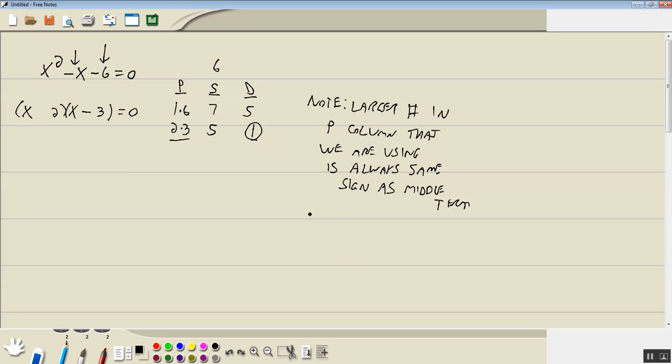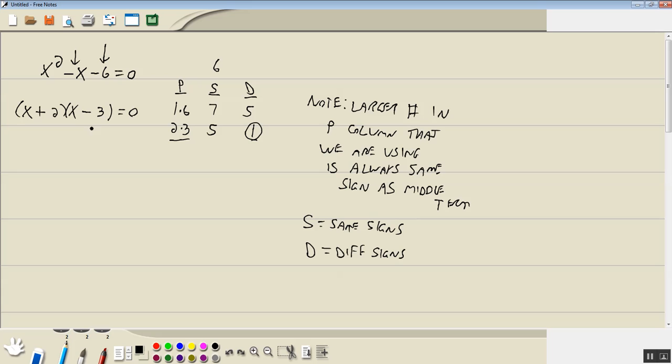Now, if the number you circled is in the S column, S for same signs, both positive or both negative. If the number is in your D column, D for different signs, it means one will be positive and one will be negative. Well, the number we circled was in the difference column, which means there will be different signs. One will be negative, one will be positive. Since we said this one is negative, this one has to be positive.